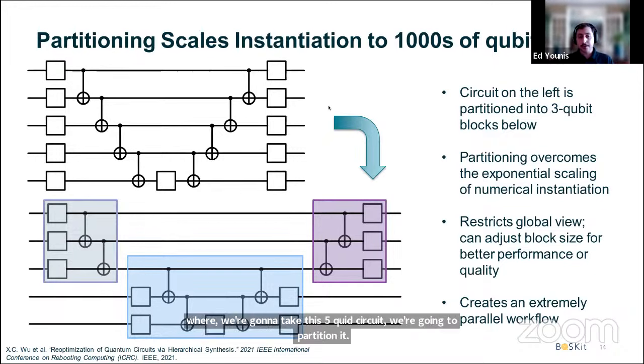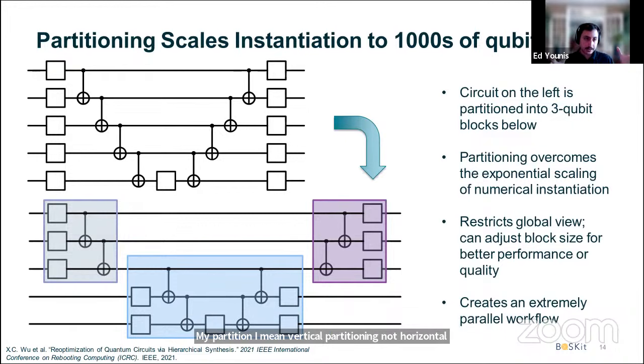By partition, I mean vertical partitioning, not horizontal, which means we're going to group together adjacent gates into block-like structures. In this example, I'm partitioning this 5-qubit circuit into 3-qubit blocks. What we can now do is run our instantiation-based algorithms on these blocks. This overcomes the exponential scaling of numerical instantiation. It does restrict the global view that I discussed earlier, but this introduces a trade-off. As you increase the block size in your partitioning, you will get better results from your workflows. And as you decrease the block size, you will get better performance out of the workflows.